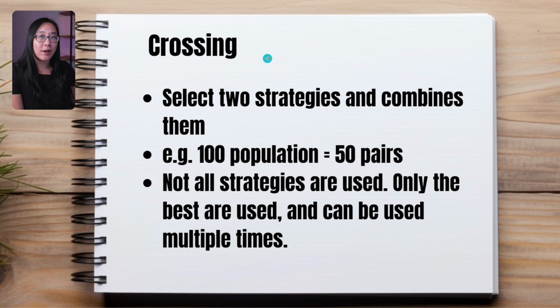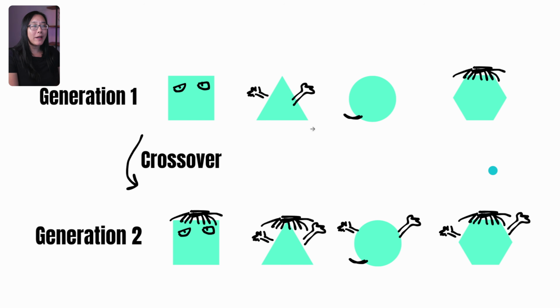Let's look at crossover first. Crossover is selecting 2 strategies and combining them. For example, if you have a population of 100, then when you combine them, you have 50 pairs. It's important to remember that not all strategies are used in this crossover method. Only the best are used, and they can be used multiple times. If we look back at our example, in generation 1, we've got eyes, arms, a tail, and hair.